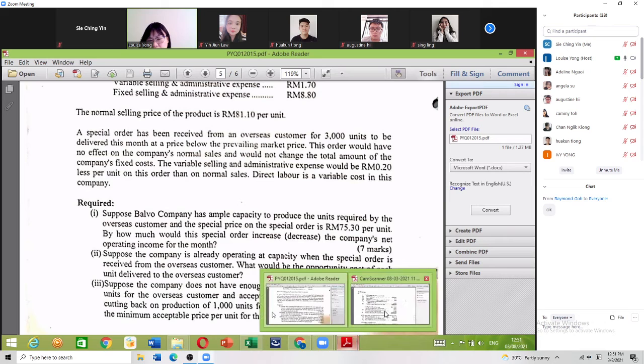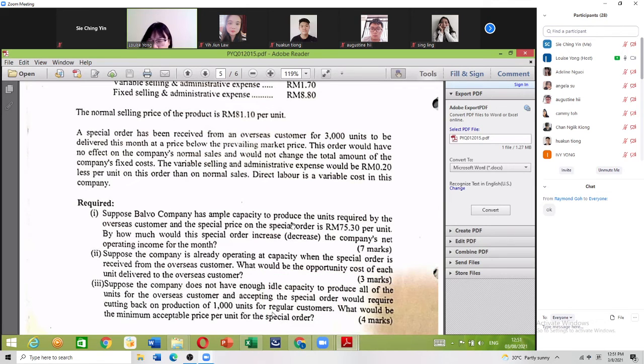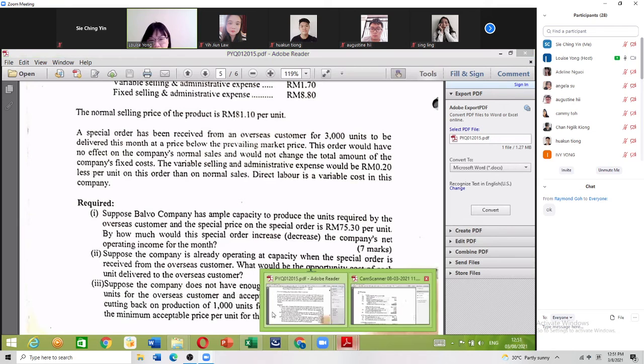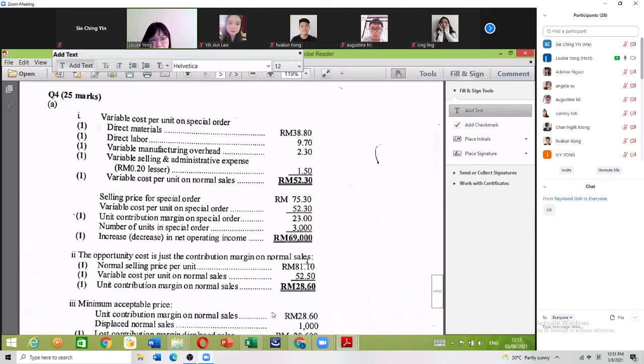Okay, you need to calculate. What is your variable cost for your normal sales? What is your variable cost for your special order? You need to work it out. This is the first part, so you need to calculate the working. Let's say, what is your variable cost on your special order?